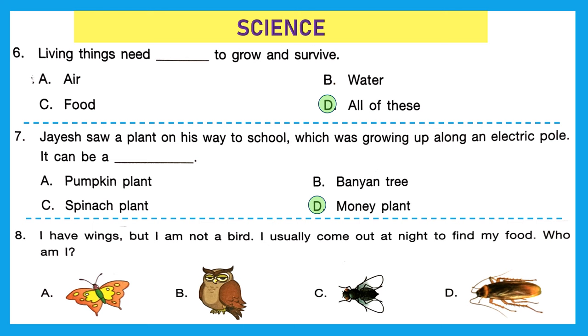It doesn't fit right. Option B, owl. So, they are nocturnal. But here it is mentioned that the thing which we are talking about, it is not a bird, whereas owl is a bird. So B is also not the right option. Option C is housefly. So this is also not right. The housefly is also not nocturnal in nature. Option D is cockroach. Cockroach fits in. Why? Because it is nocturnal in nature, hence come out in dark for search of food. And also it is not a bird. So our right option is option D.